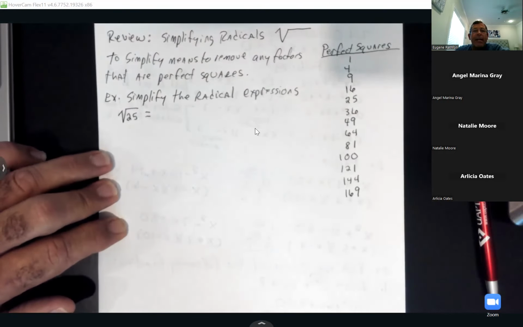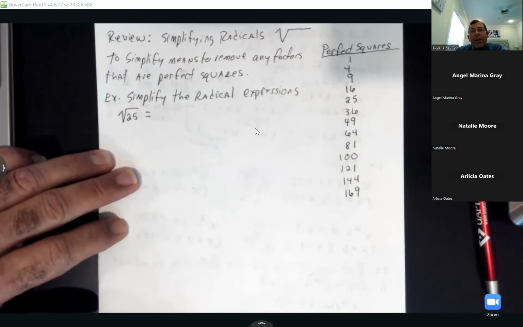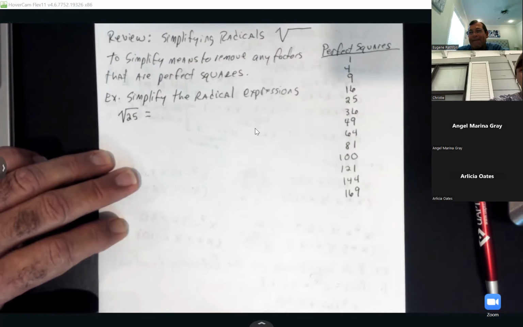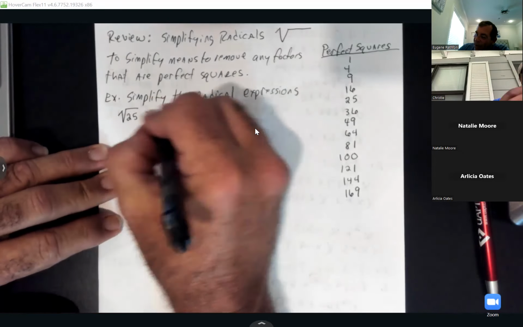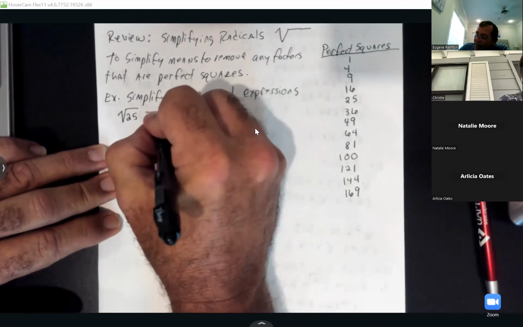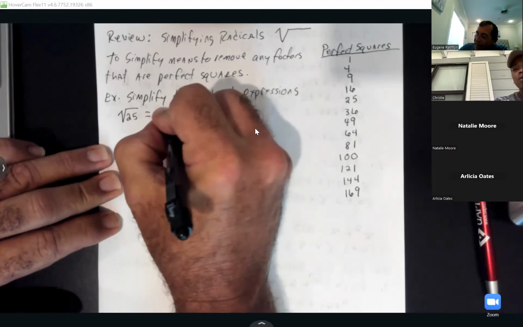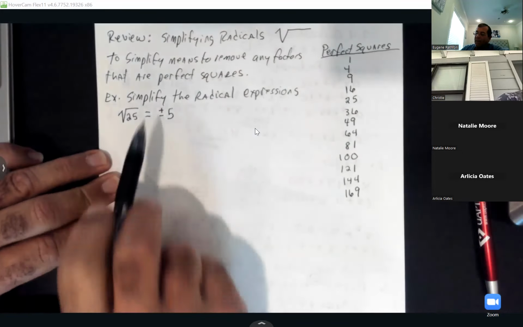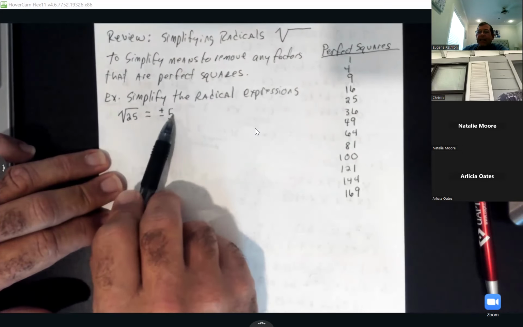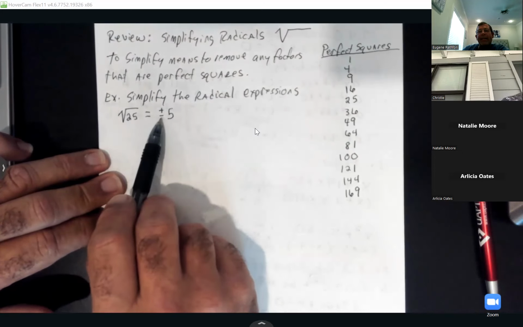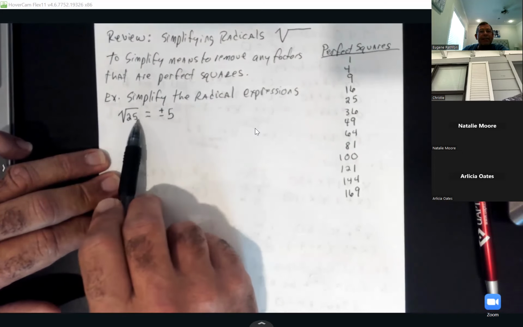So y'all, what number times itself equals 25? 5. And what other number times itself equals 25? Negative 5. So when we do square roots now, we're going to take into account that it can be a positive or a negative 5. That's why I'm using this plus or minus for shorthand, because it means positive 5 times 5 is 25. It also means a negative 5 times negative 5 is 25.